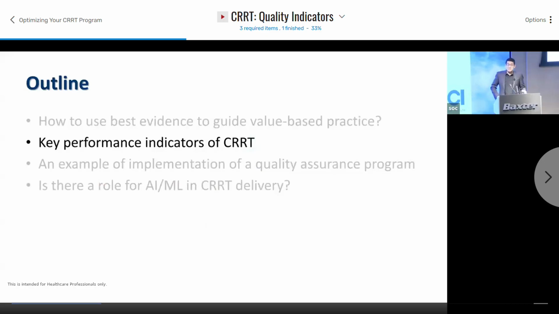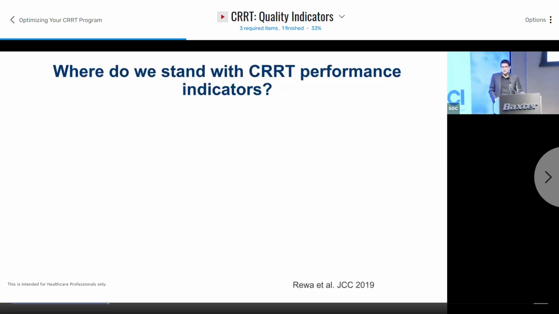Now, with this as an introduction, that we already have solid evidence in some parameters of CRRT, like those that we can track and see how we are doing, how adherent we are to the recommendations by guidelines, and also what's the gap between what we prescribe and we deliver. So we enter in the stage of what are key performance indicators of CRRT that we can start to validate, harmonize, and then standardize a little bit practice around them.